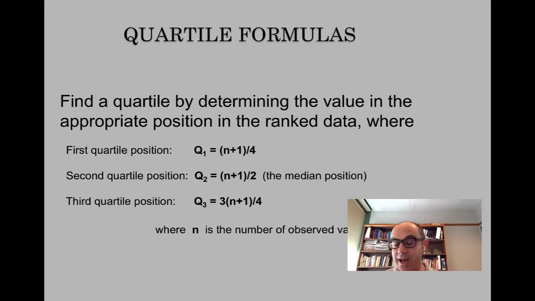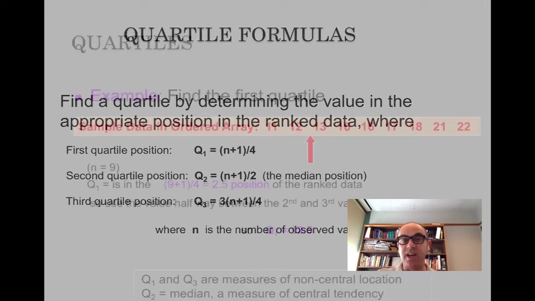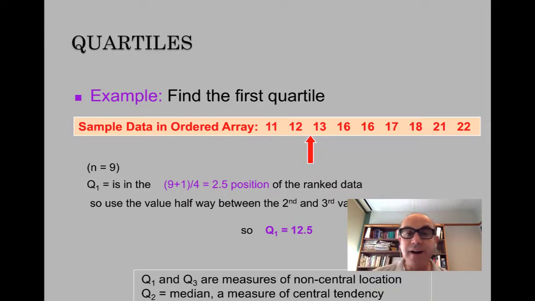So how do we find it? For the first quartile, it is n plus 1 divided by 4. Quartile 2 is n plus 1 divided by 2. And quartile 3 is 3 multiplied by n plus 1 divided by 4. Here n is the number of observed values. To find the first quartile, and again this is a simple example, 9 plus 1 divided by 4 is equal to 2.5, and so this is where we find the quartile.